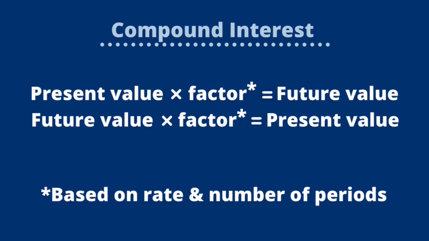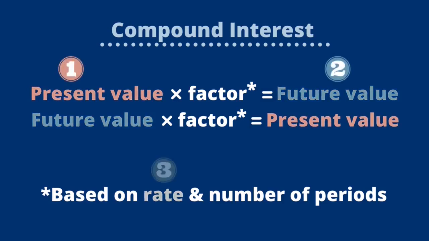No matter what, every compound interest problem will always be based on these 4 elements: the present value, the future value, the rate, and the number of periods. And as long as you have any 3 of these 4 pieces of information, you can always figure out the missing element, which is exactly what you'll be doing on the exam.